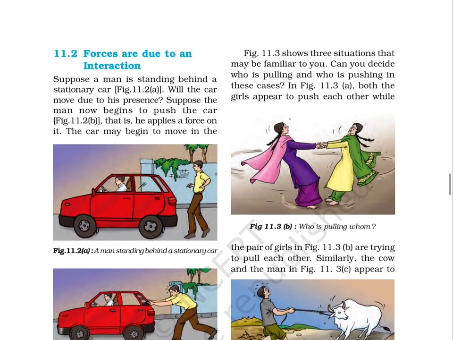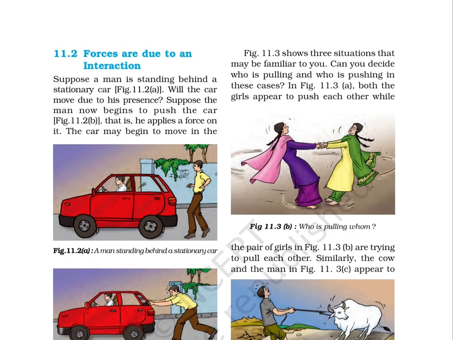Page 129. 11.2: Forces are due to an interaction. Suppose a man is standing behind a stationary car, as shown in figure 11.2a. Will the car move due to his presence? Suppose the man now begins to push the car, as shown in figure 11.2b. That is, he applies a force on it. The car may begin to move in the direction of the applied force.